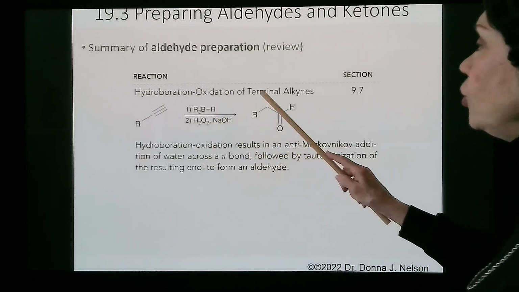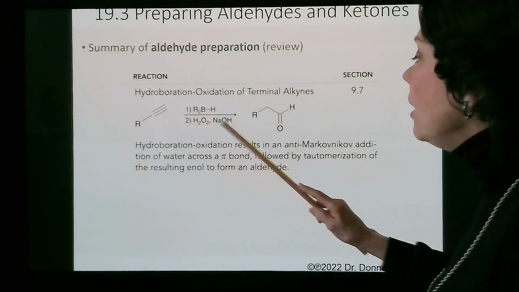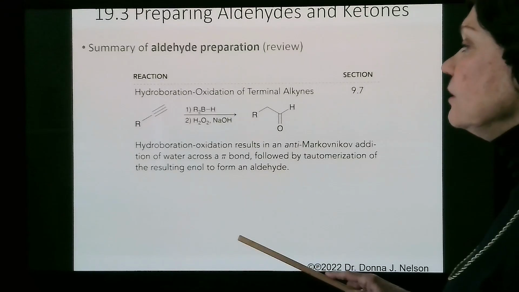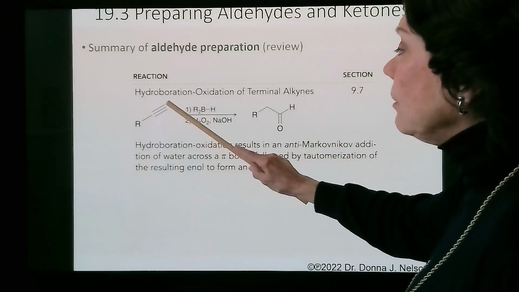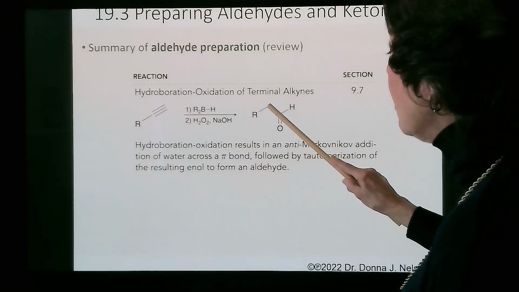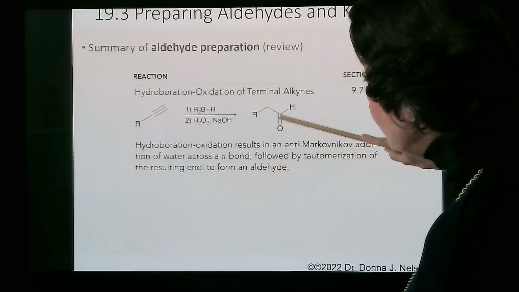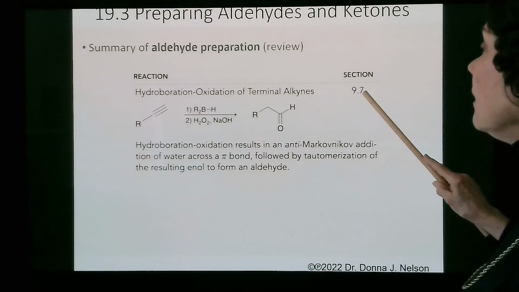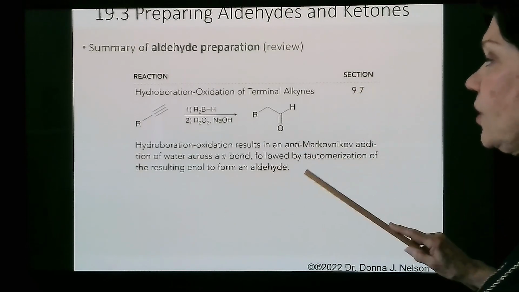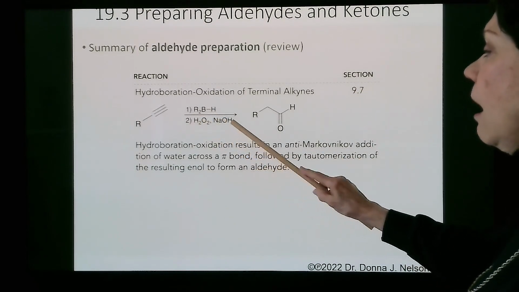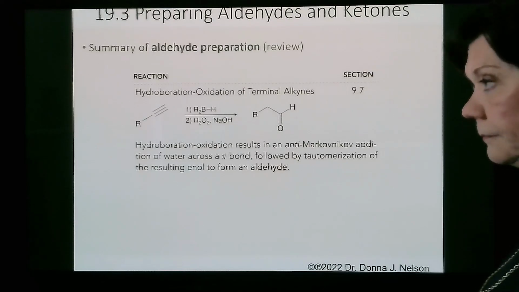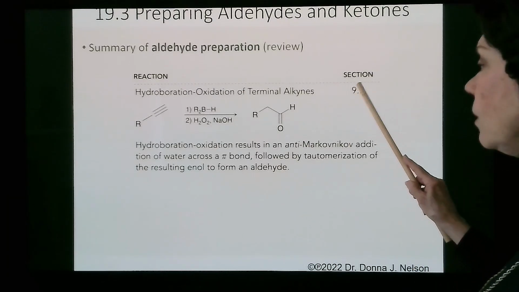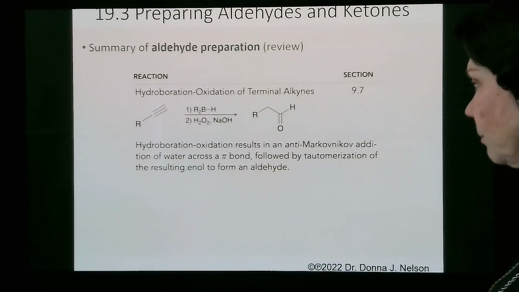Hydroboration-oxidation of terminal alkynes will give the aldehyde also. And so here you have the carbon-carbon triple bond that becomes a carbon-carbon single bond, and this carbon is a carbonyl. This comes from section 9.7, hydroboration-oxidation. You can go back and review this. This is also in Klein's textbook.